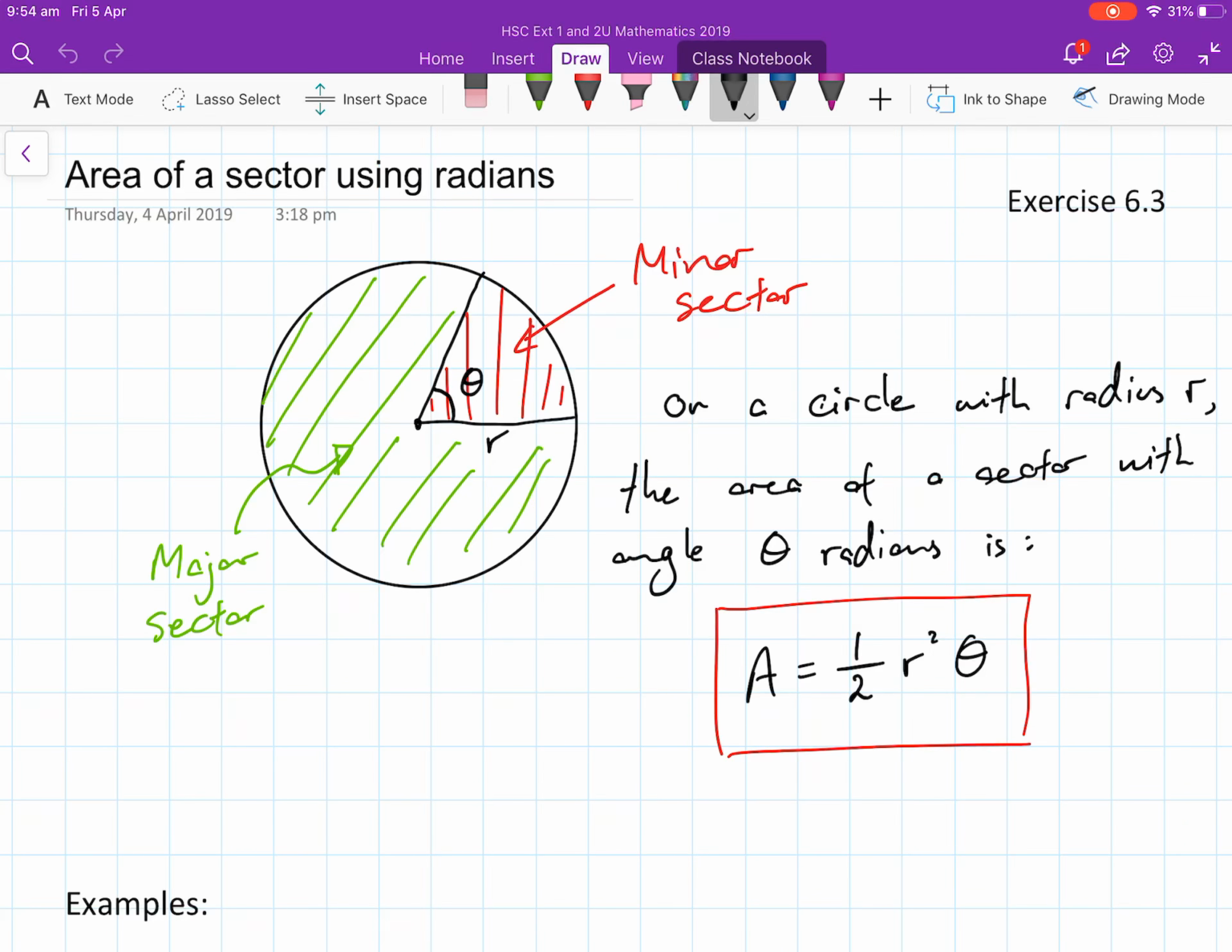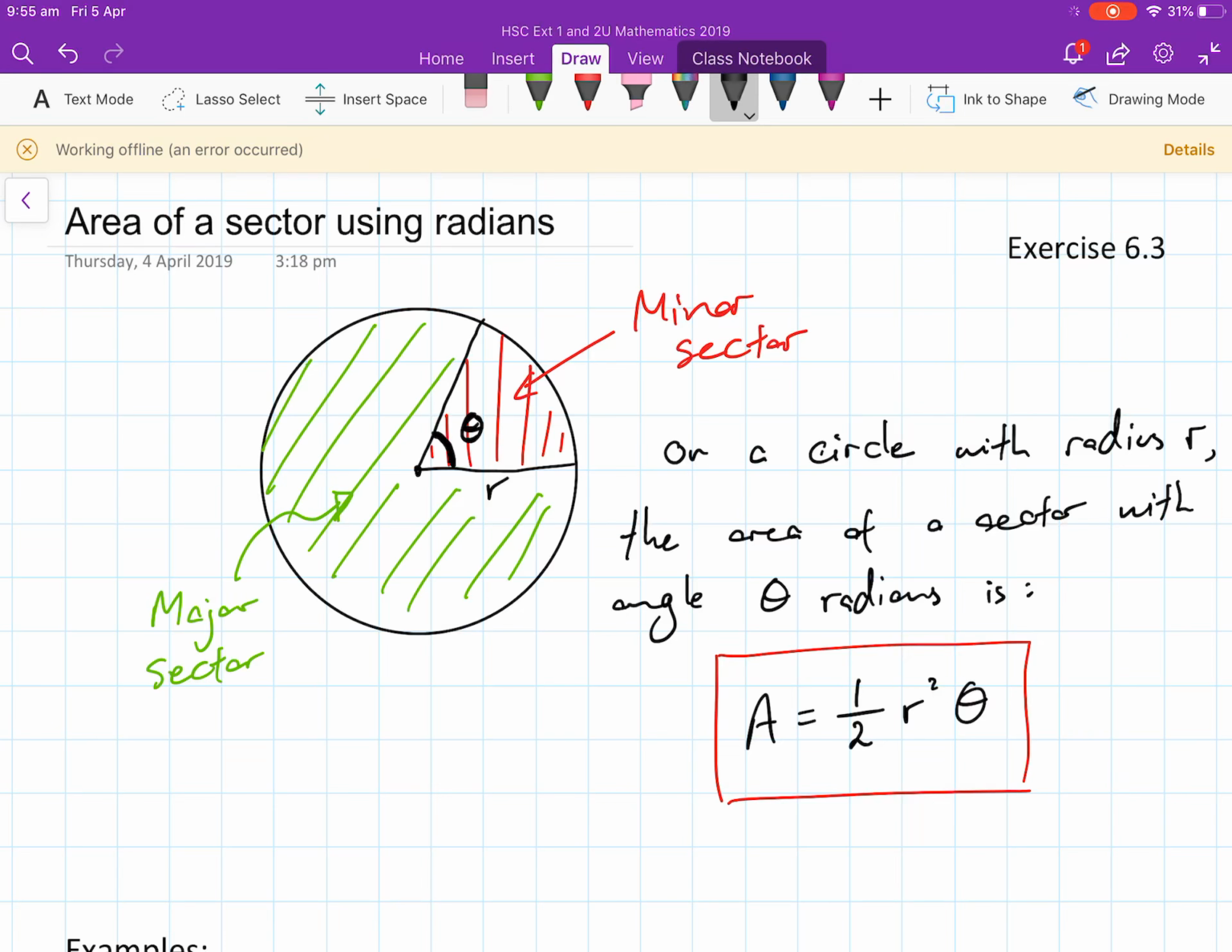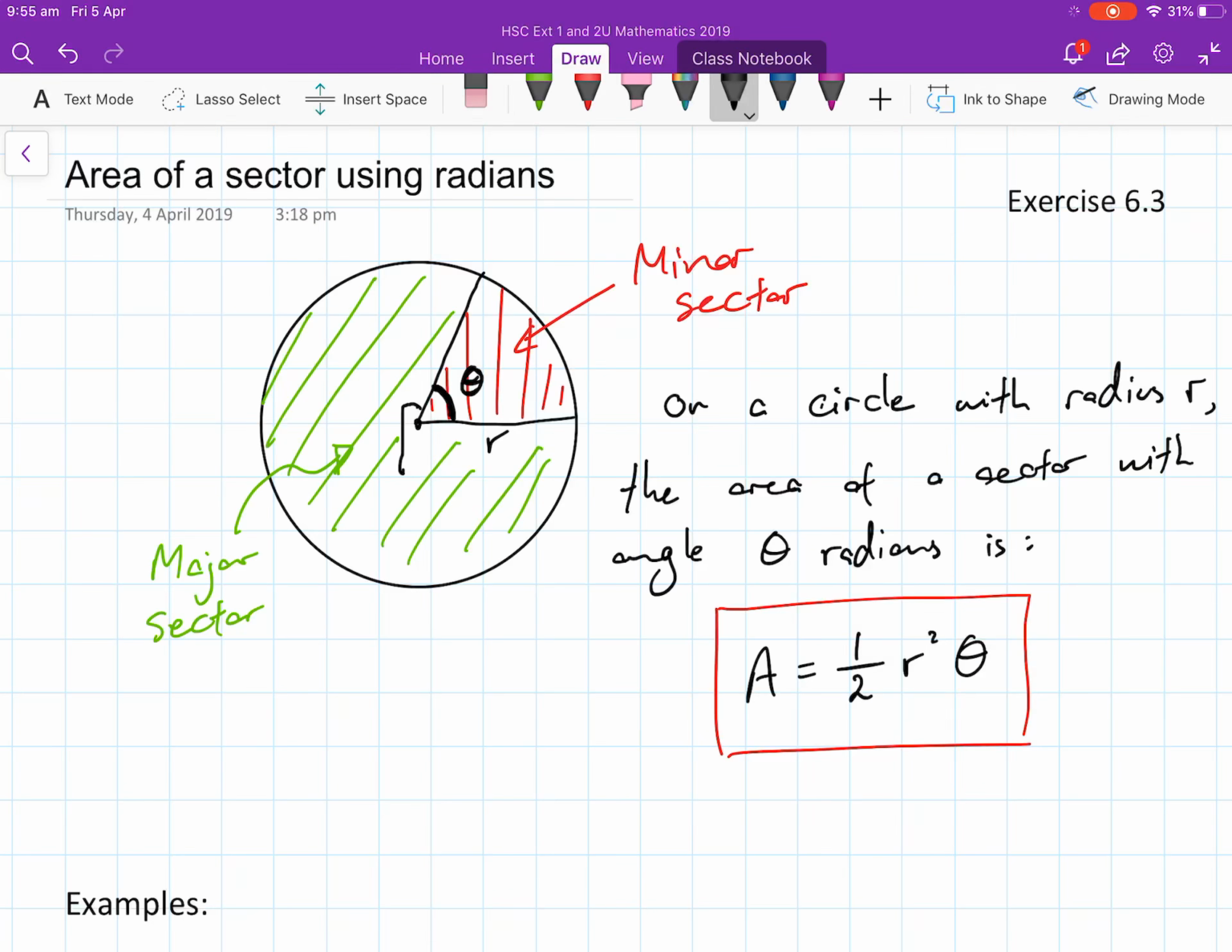If you have large and small sectors, then you have a minor sector and a major sector. The green part is the major sector, the red is the minor sector. And you notice inside there is the angle theta inside the minor sector. Just as an aside, in radians, the major angle would be 2 pi minus theta, because 2 pi is a full rotation.